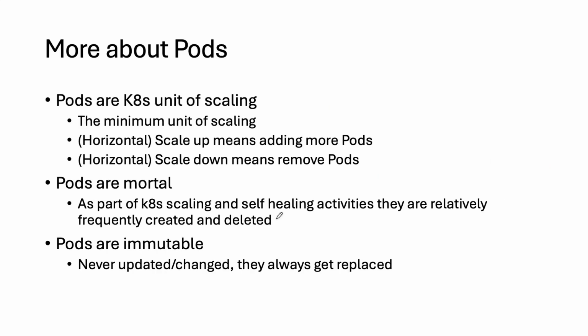A few more very important characteristics about pods. As mentioned before, pods are the atomic unit of scaling in Kubernetes. When we say we are scaling up, and here I have mentioned horizontally scaling up because you can also vertically scale up, what we mean is that we are just adding more pods. When we say we are scaling down, that entails just removing pods. That's why they are called the atomic unit of scheduling.